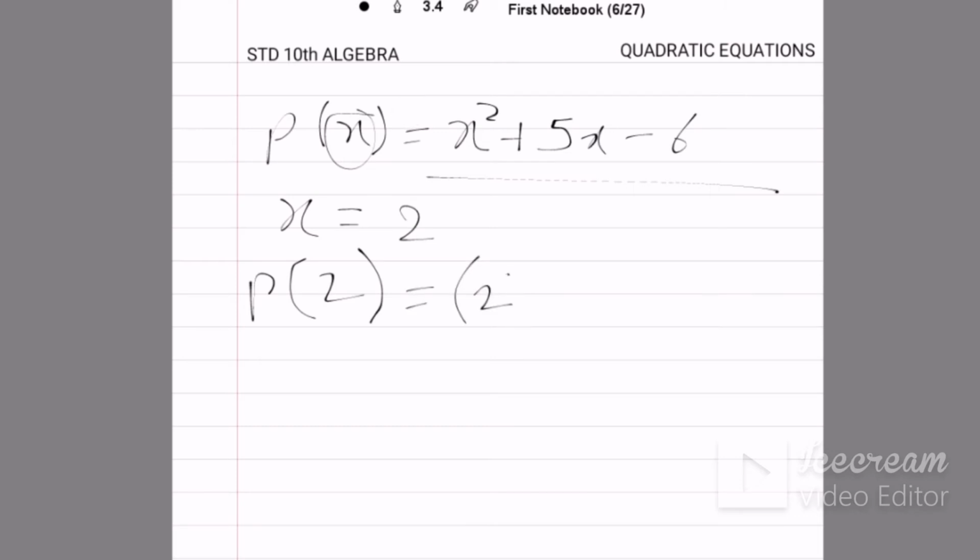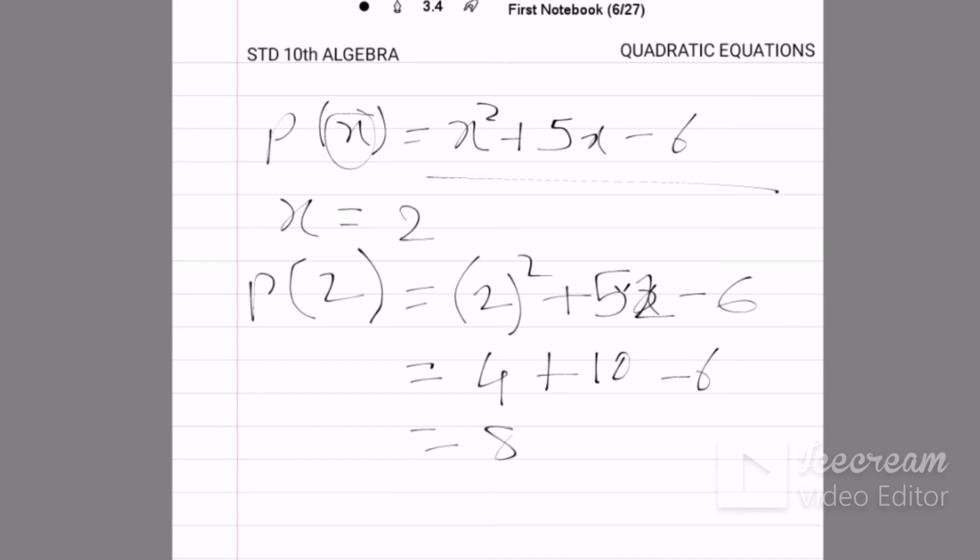So this is 2 square plus 5x minus 6, which is 4 plus 5 into 2, that is 10, minus 6. What we get is 4 plus 10 is 14 minus 6, that is 8. So we get the value of p of 2 to be 8, which is not equal to 0. So can we say that this is the root of the equation? No, we cannot say, because we are not getting this value as 0, right? We want the value to be 0.